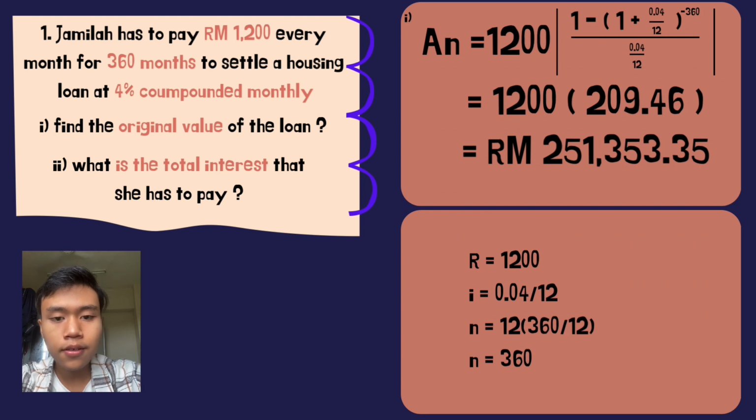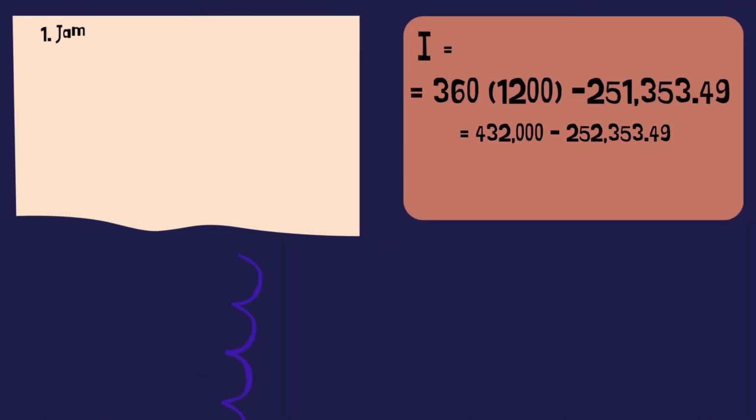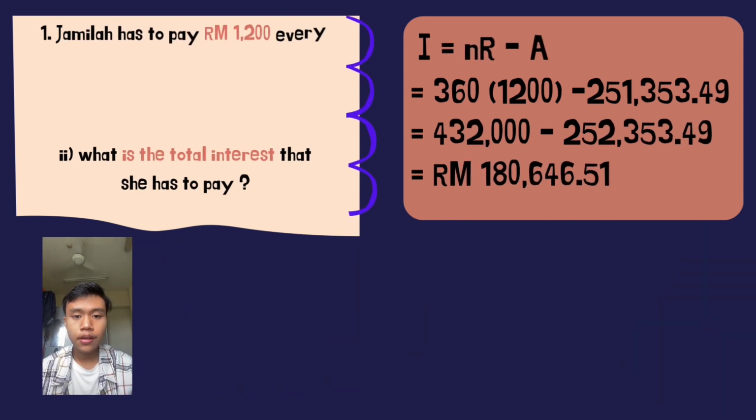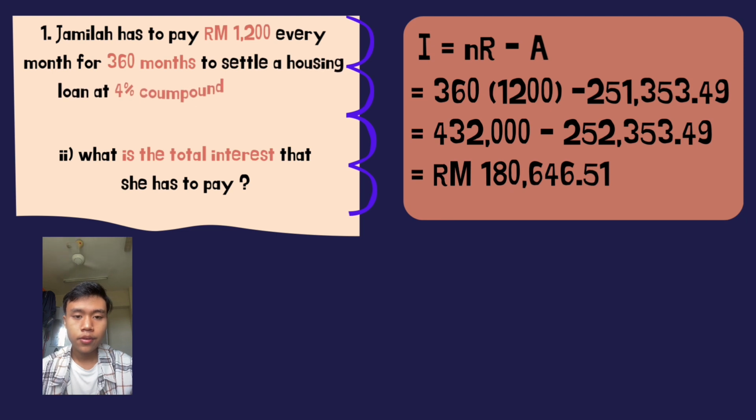251,353 and 31 cents. For the second question, we're going to use the formula I equals nR minus A. N equals 360, R equals 1208, and A equals 251,353 and 49 cents, which we got earlier. Just insert N, R, and A into the formula, and you're going to get 180,646 and 61 cents.